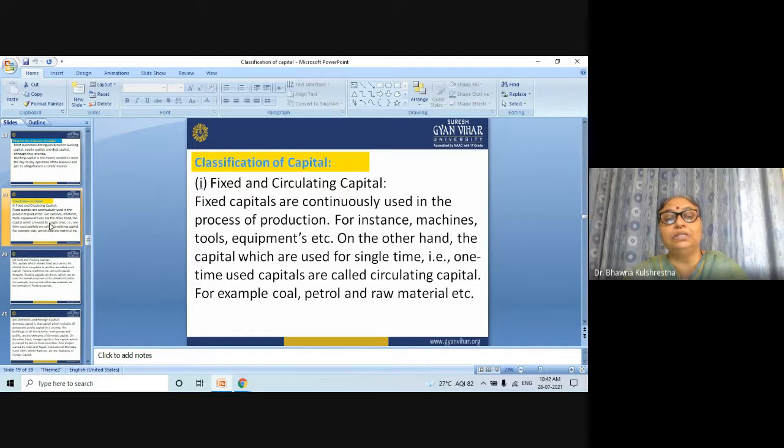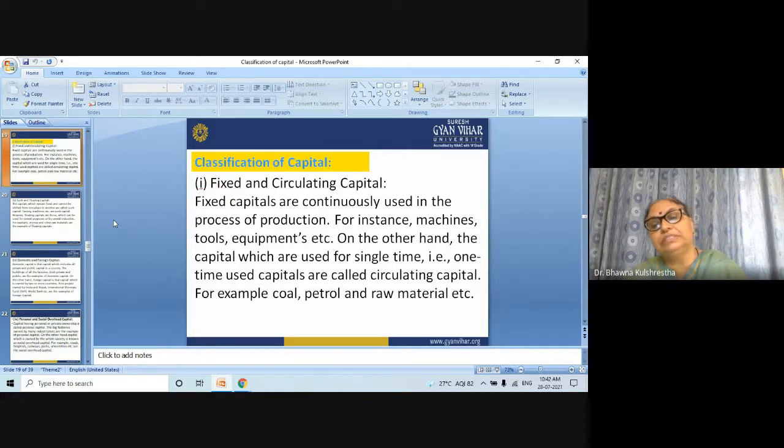And on the other hand, the capital which is used for a single time, that is, one time used, is called circulating capital. For example, coal, petrol, and raw material, etc. These are the fixed and circulating capital.